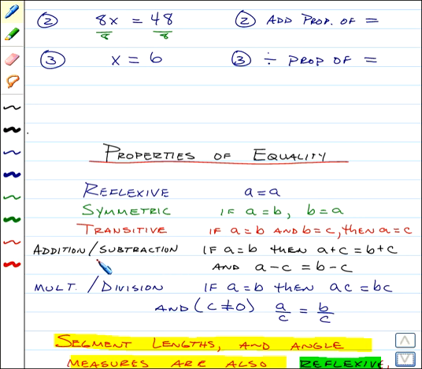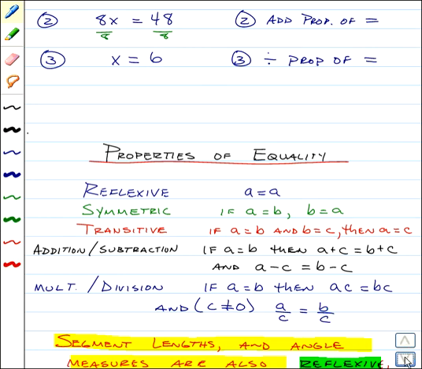For the addition and subtraction properties, we kind of combine those two. If we have the equation a equals b, then the addition property says we can add c to both sides and it will still be equal. The subtraction property tells us if we subtract c from both sides, it's still going to be equal. Multiplication and division are a lot like that. If a equals b, then ac will be equal to bc. The product of a and c will equal the product of b and c. And as long as c doesn't equal 0, because we can't divide by 0, then a divided by c will equal b divided by c.